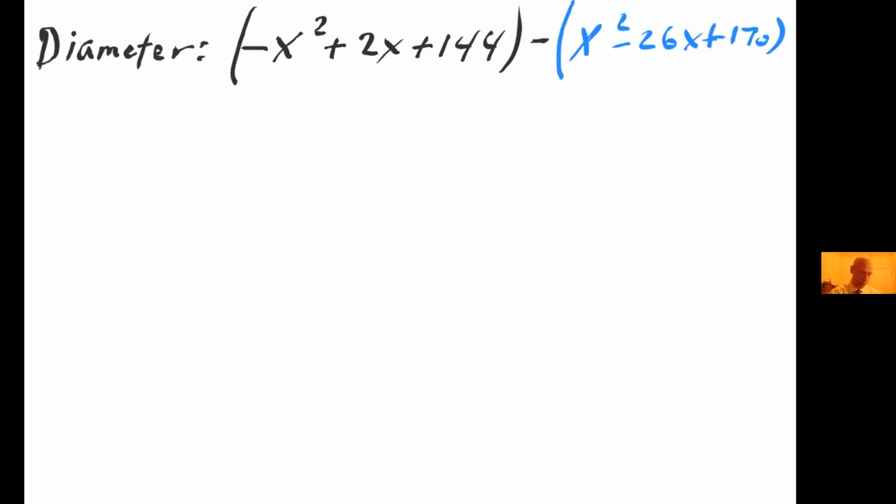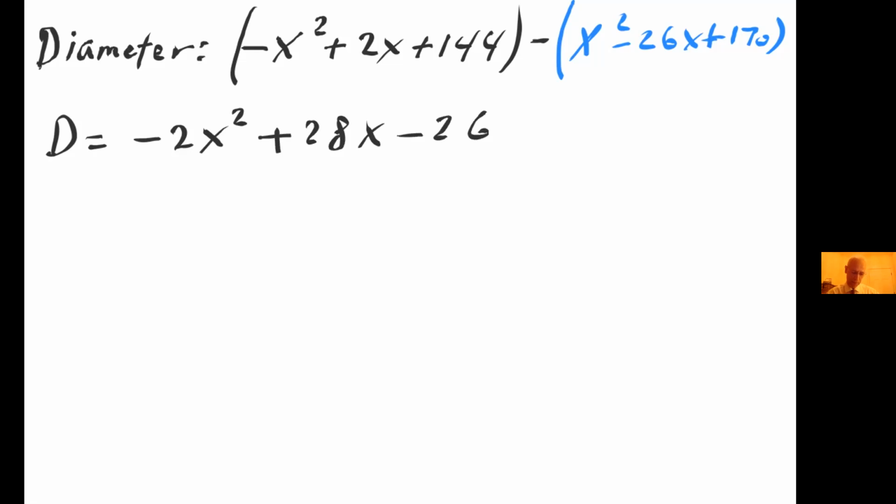So the diameter equals, I have minus x squared, another minus x squared, so minus 2x to the second. I have a 2x and positive 26x gives me plus 28x. I got 144 minus 170 gives me minus 26. So what is the radius? The radius of that semicircle is half of that. So the radius equals half of this: minus x to the second plus 14x minus 13.